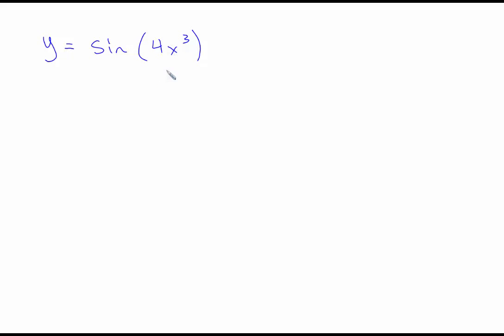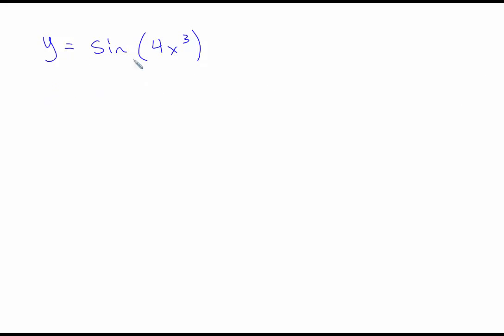Two, the other mistake is students will just take the derivative of this. They'll say, oh, y prime is equal to the derivative of sine, which is cosine, and then they take the derivative of the angle inside here, and they'll say, oh, that's 12x to the second power, using the power rule, and they'll think this is the answer. This is absolutely wrong. Do not do that. So that's the other common mistake.